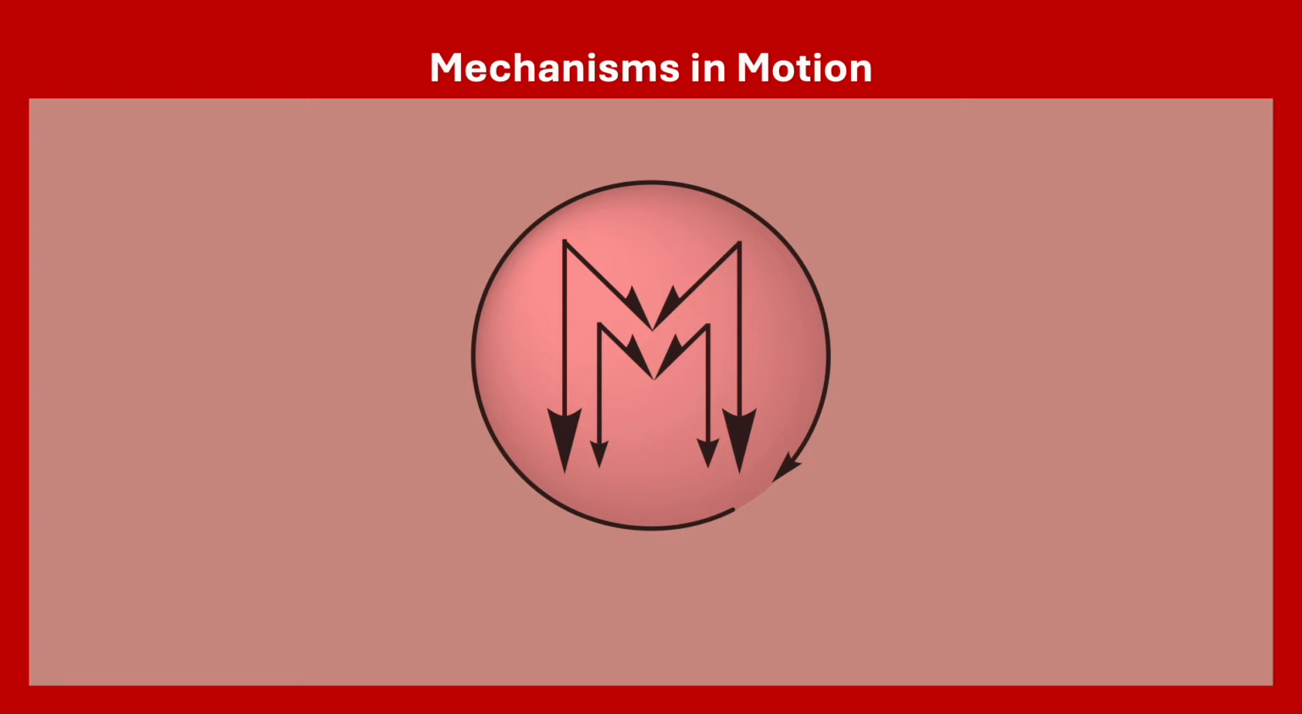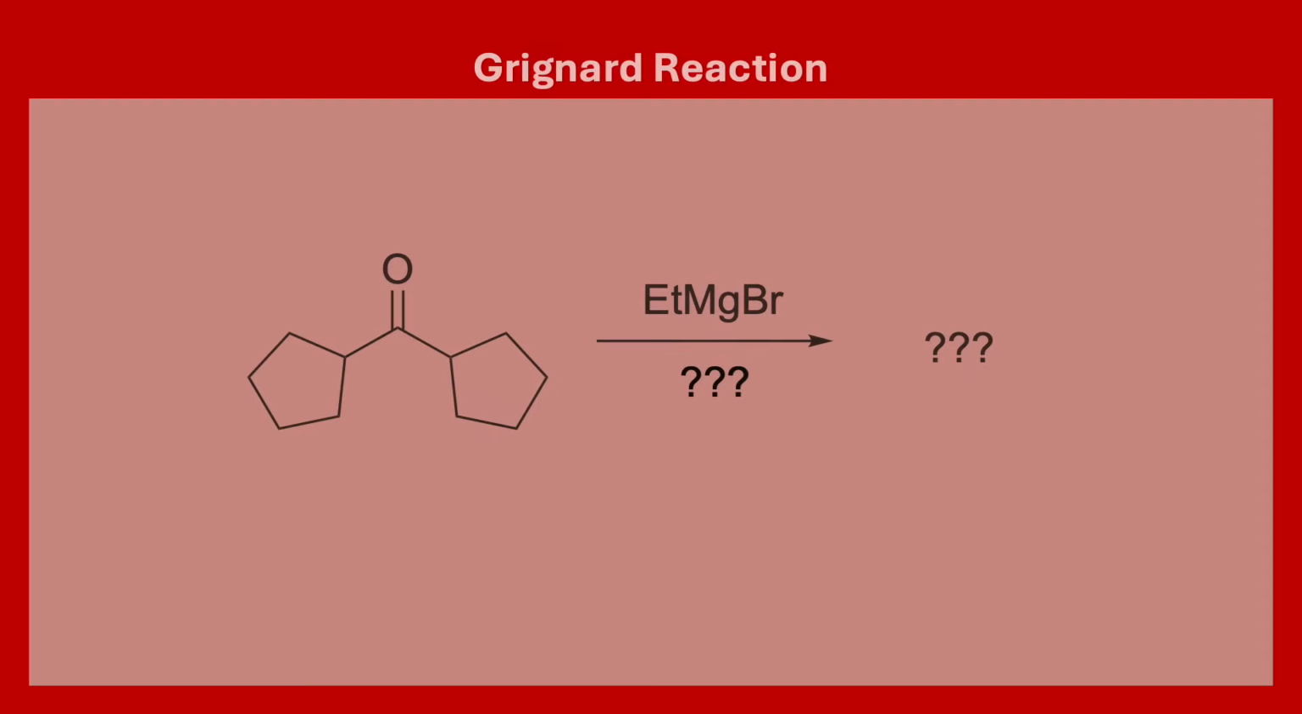If you are correct, you will move on to the next step in the mechanism. If you choose the incorrect or less likely answer, the reason for this will be explained and then you'll be given the correct answer. At the end of the video, you will see the full drawn-out mechanism showing the curly arrows moving the bonds. The Grignard reaction is a method to form carbon-carbon bonds.